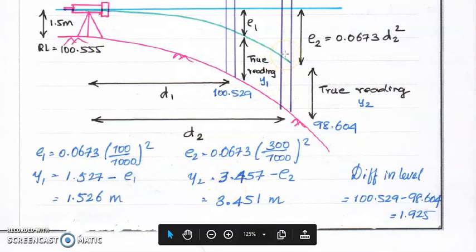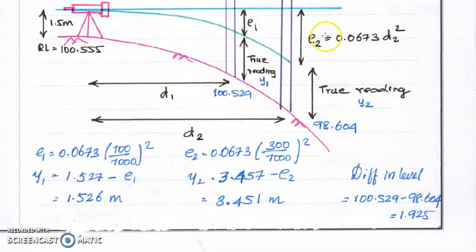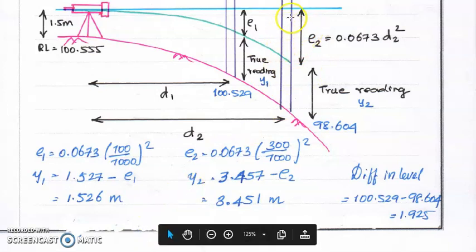Because 1.527 is the given reading, and minus E1, this is 1.527 minus E1, you can get Y1. Similarly, you can get Y2. So after finding E2, you can get Y2, because this is 3.457 meter. It is given in the problem.